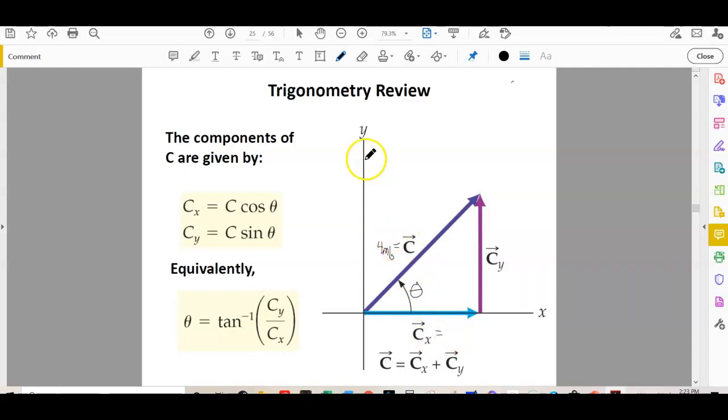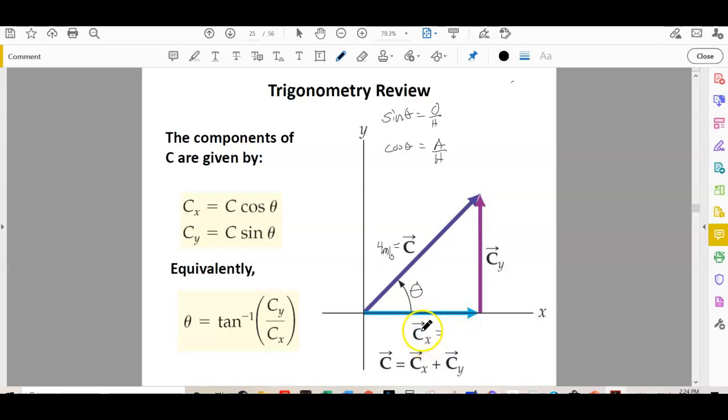Well, you have to remember, sine of theta is equal to opposite over hypotenuse. I am so sorry, I misspoke earlier. Sine of theta is opposite over hypotenuse, and cosine of theta is equal to adjacent over hypotenuse, okay?